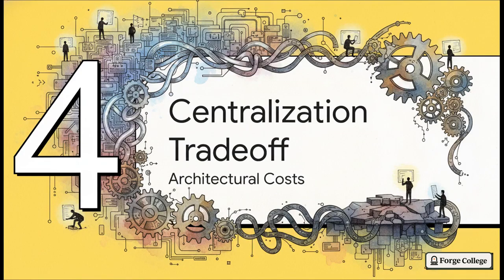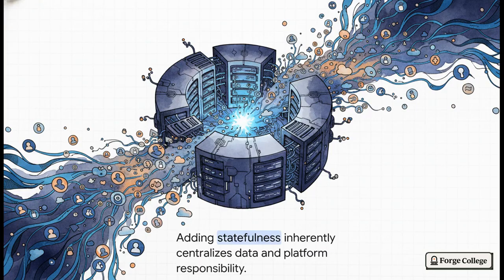Which brings us to Section 4, the centralization trade-off, architectural costs. Of course, there's a catch. There's always a hidden architectural cost to all this personalized magic. The foundational principle here is that statefulness inherently centralizes responsibility. To rapidly provide you with a tailored feed, platforms had to pull all the servers, all the data, and all the control into a massive centralized hub.